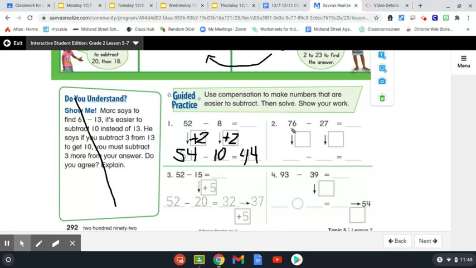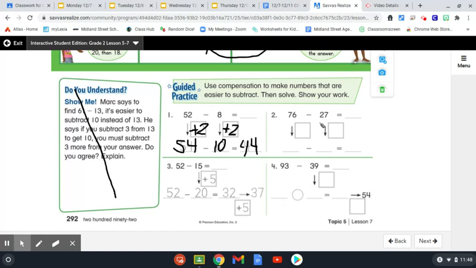Number 2, 76 take away 27 equals. You want to look at the number, you pick which one, and you want to round off to the nearest groups of 10. So if I choose 27, 27 plus how many? If I'm looking at my hundreds chart, 10, 20, 30, how many would I have to add to equal 30? If I had 27 and counted up to the closest group of 10, which is 30, how much would I have to add?